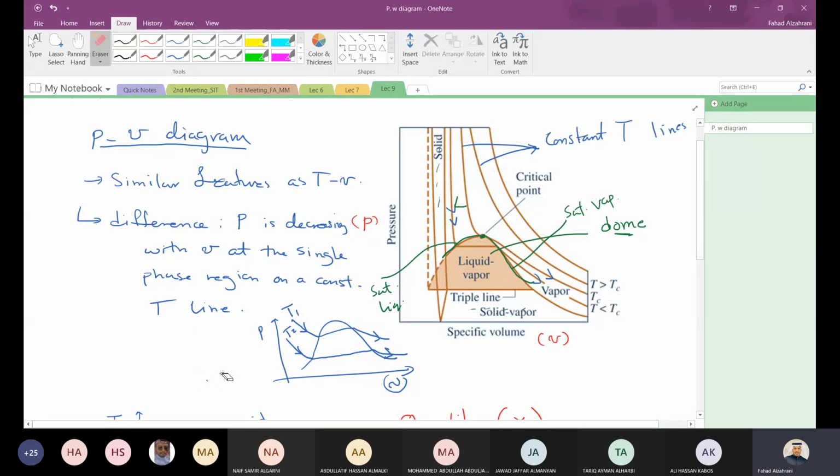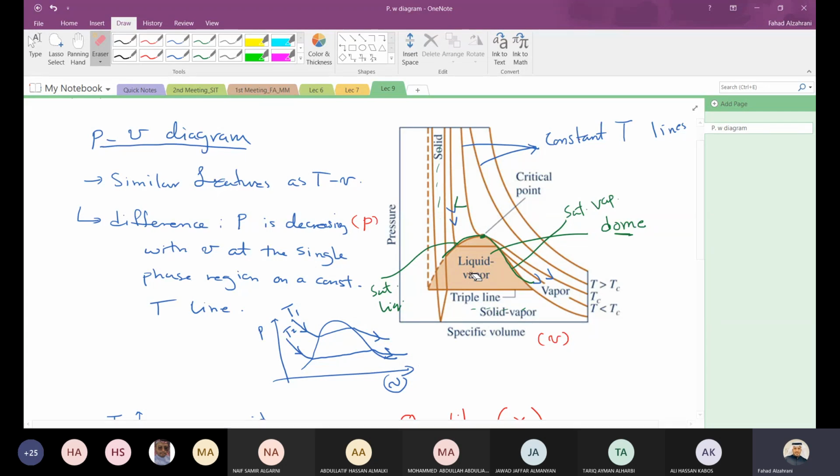So this is the only difference between the PV diagram and the TV diagram. In the TV diagram I have a constant pressure line. The temperature is increasing with the volume in the single phase region. For the PV diagram, the pressure is decreasing with the volume along the constant temperature line. So this is the difference between the two diagrams. It will also have, as I said, a critical point. It will have these 5 states, very similar to what we have.